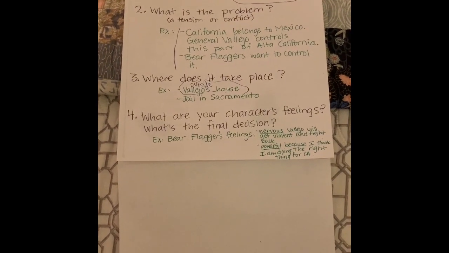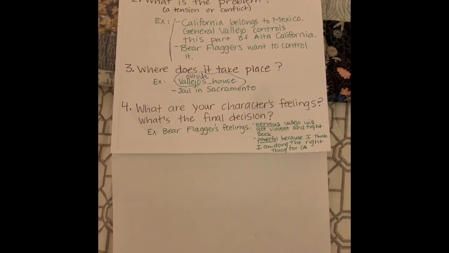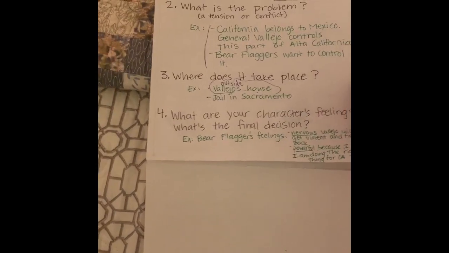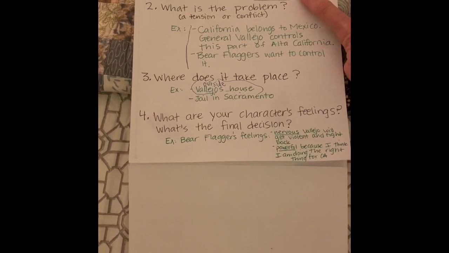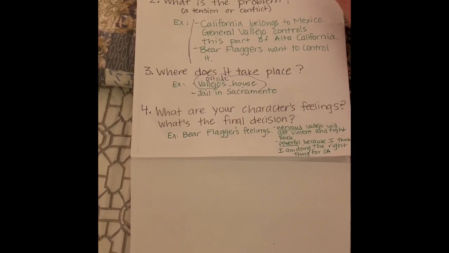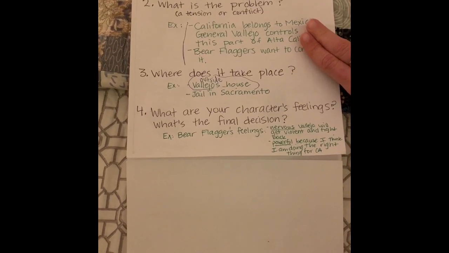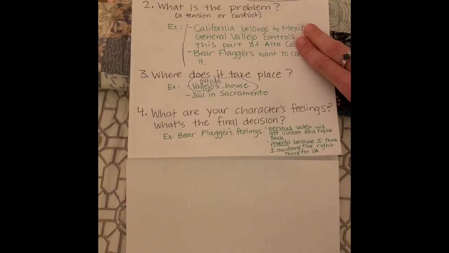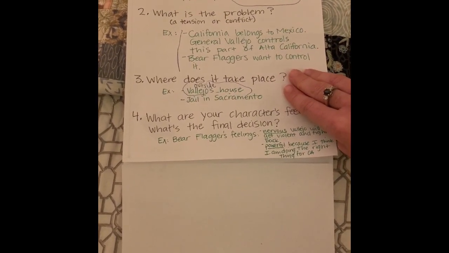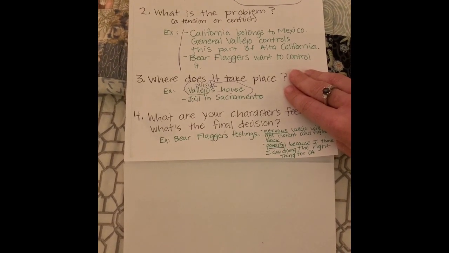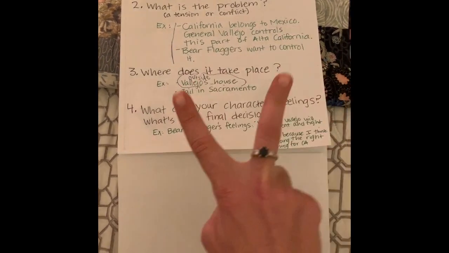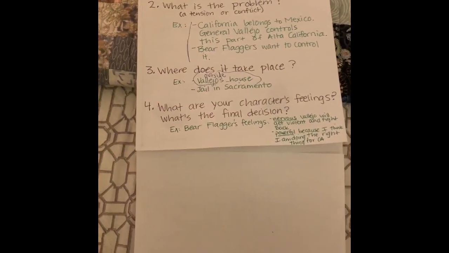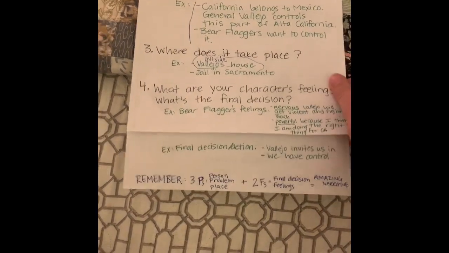So writers, in your notebook, what I want you to do in your planning of your narrative, your historical fiction, is I want you to decide what person is telling the story, what is the problem, like the thing they want to change or the thing they don't like. What's the place? Where is it happening? And then the two final F's. I want you to plan how your character feels. And lastly, the final decision, okay?